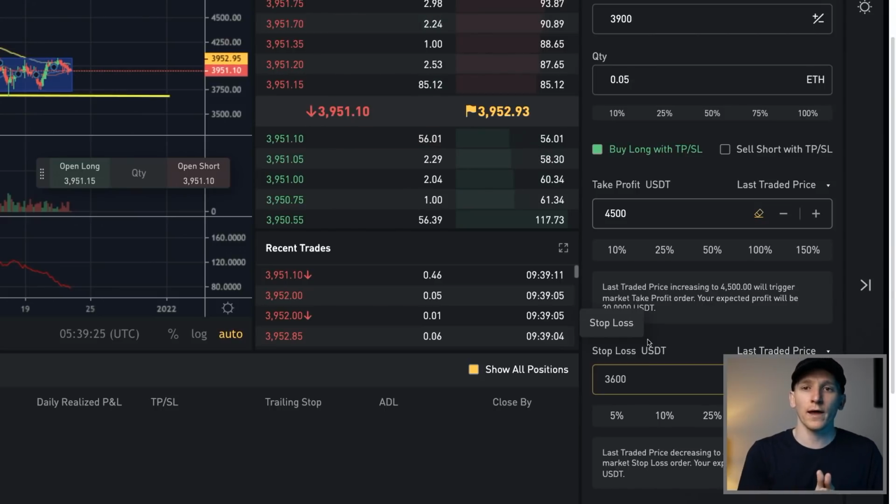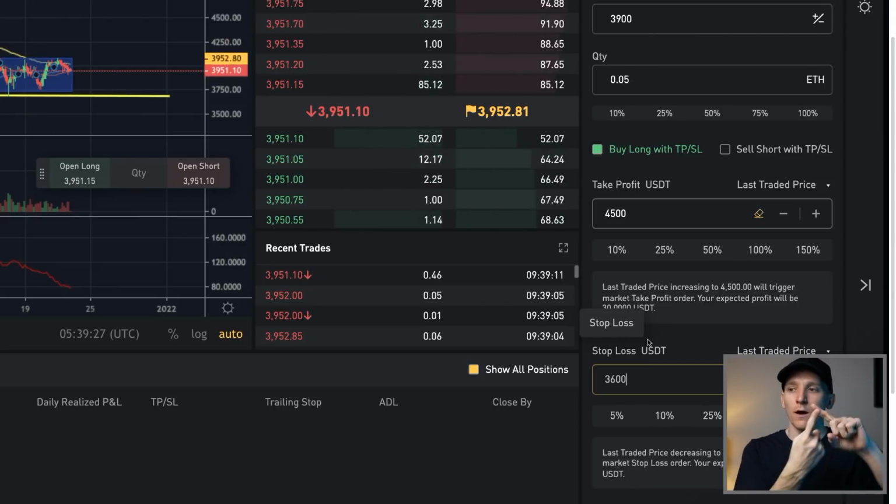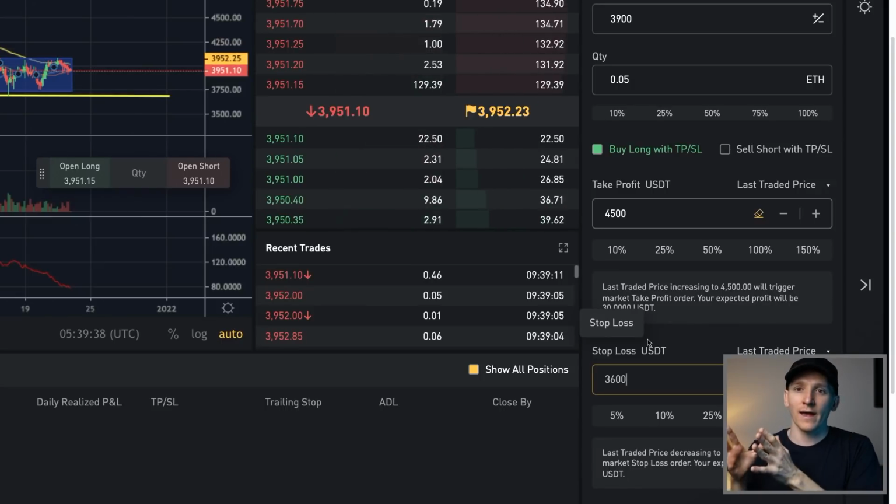What the system is going to do now is enter 3 orders for you. A buy order at your limit price, a sell order above your limit as a take profit, and a sell order below your entry as a stop loss. Your risk is absolutely known when you enter the trade.